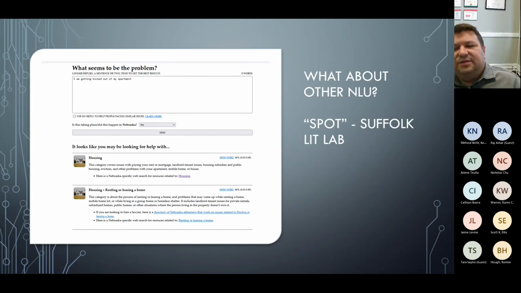Suffolk Law School has a system called SPOT, a legal issue classifier, that is getting better all the time. It was originally trained on data from the legal advice subreddit, and the classification was done using an online game called Learned Hands, where volunteer law students and attorneys provided the training to the AI model to tell it how to classify those posts from Reddit. In preparation for this webinar, I tried out their test tool, and it did a really good job of identifying my first inquiry. I said, I'm getting kicked out of my apartment, and it identified that as a housing issue.